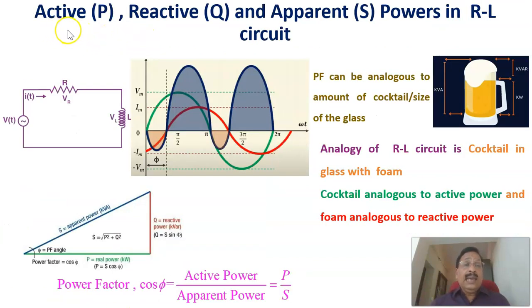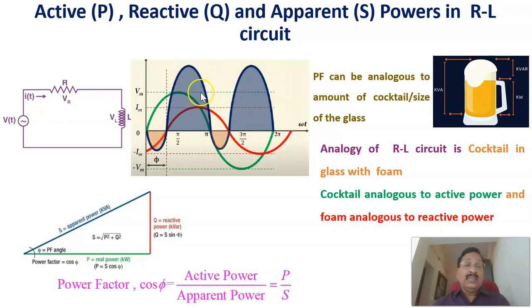Now, continuing with the active, reactive, and apparent power in an RL circuit. In the RL circuit, as we have seen already, with a resistance, an inductance, and an AC voltage source, the instantaneous voltage and instantaneous current are plotted. The product of the instantaneous voltage and current values gives the power diagram, and this part has positive power.